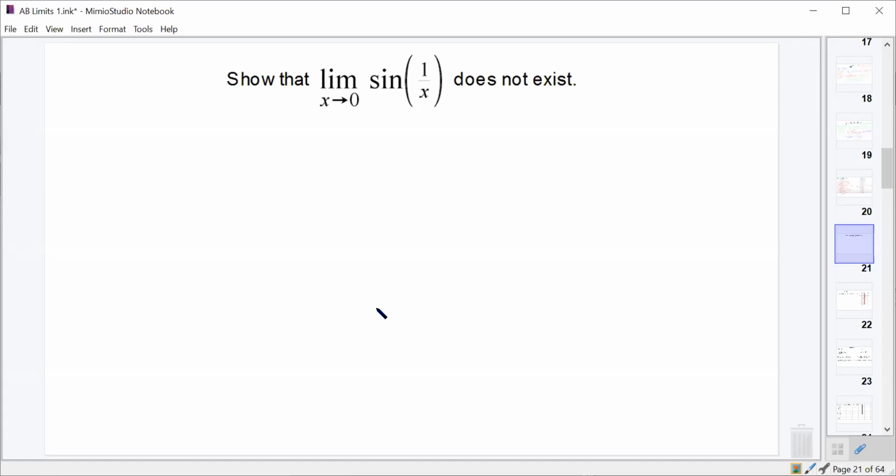We want to figure out the x values where this function hits y equals 1. So we want to know when does the sine of 1 over x equal 1. And we're also going to try and figure out when does the sine of 1 over x equal negative 1. And if we can show that sine of 1 over x equals 1 an infinite number of times as we go towards 0, and it also hits negative 1 an infinite number of times as we go towards 0, then that should tell us that it's not doing this narrowing out thing. These oscillations hit 1, then negative 1, then back to 1, then back to negative 1, over and over again infinitely as we go towards 0. Everybody okay conceptually with what we're trying to show?